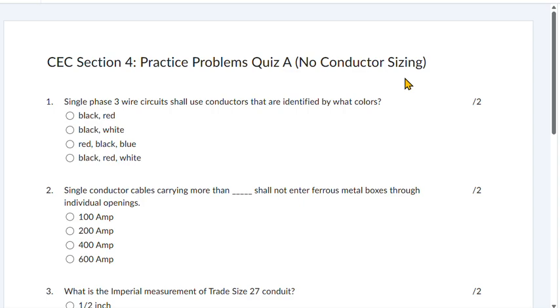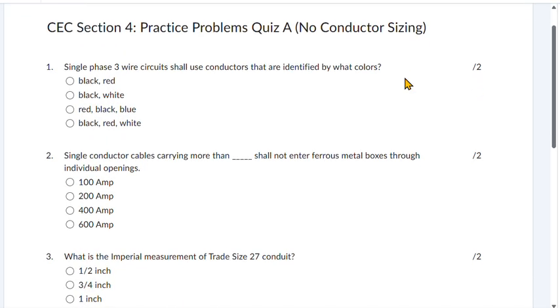If you follow me, you know that I have a lot of videos explaining Section 4 of the Canadian Electrical Code. Section 4 is the conductor section. A lot of the conductors section is about conductor sizing. I'm going to give you a quiz with 6 questions to test your knowledge of Section 4 of the Canadian Electrical Code, not including conductor sizing.